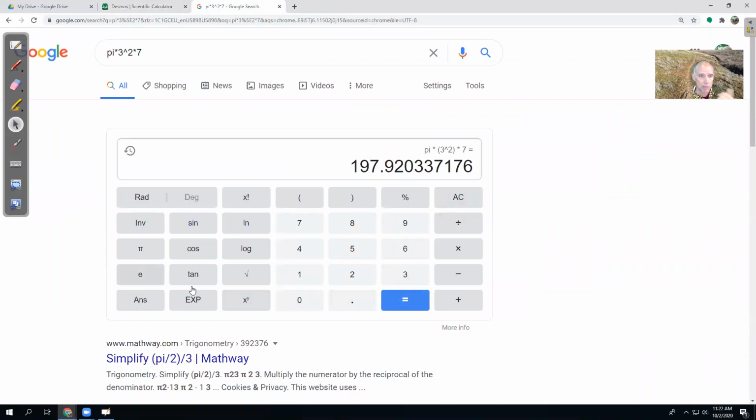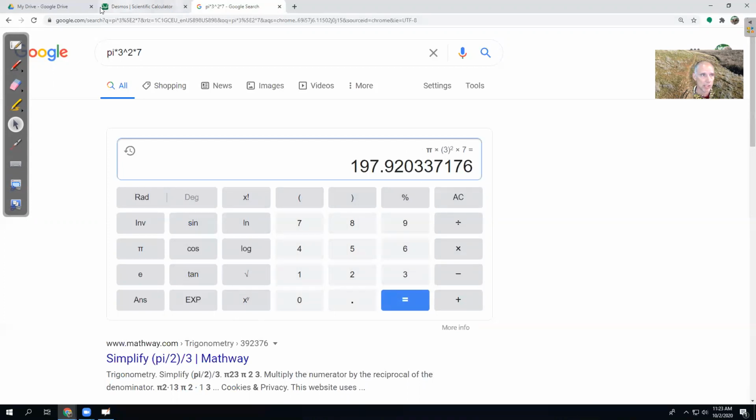And similarly, I could type in here. So if I start typing, it clears the screen and starts over. So pi times, I could use the parentheses, 3, close parentheses, raised to a power, and in this calculator it's x to the power y, and then I indicate second power. Oops, that didn't work right. What happened? There we go. Second power, and then times 7. So there's pi times 3 squared times 7, which should give me the same answer I got before.